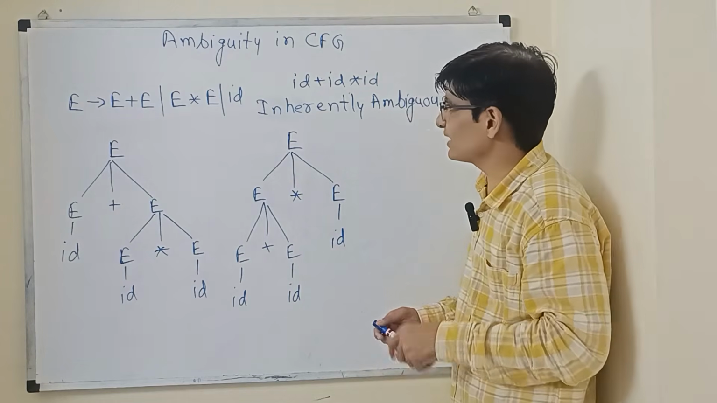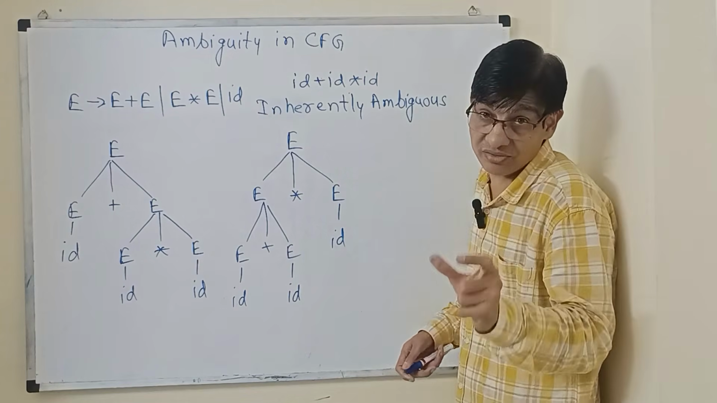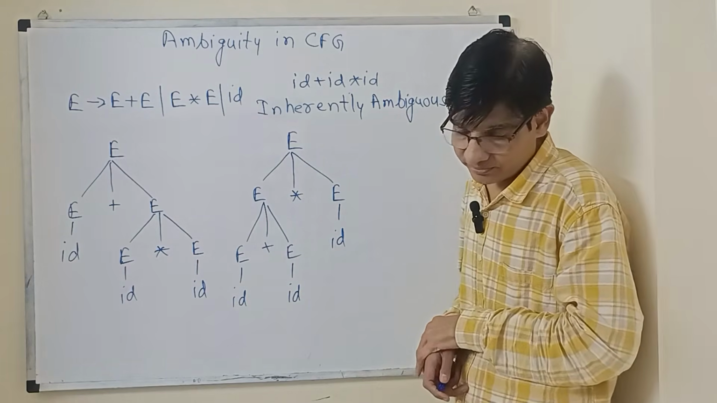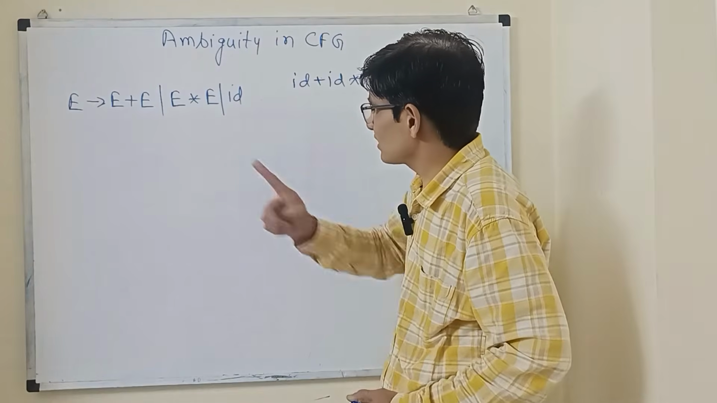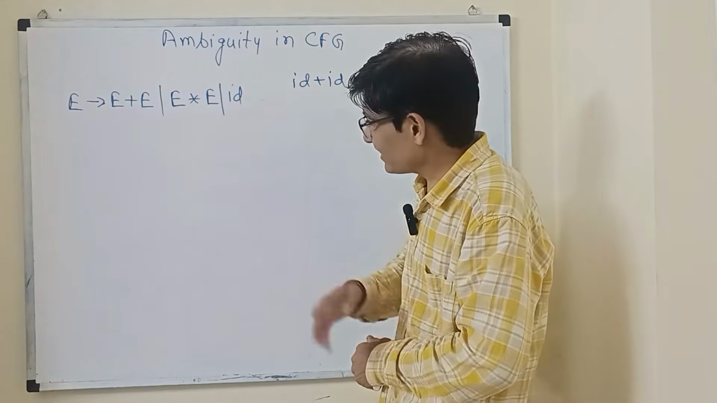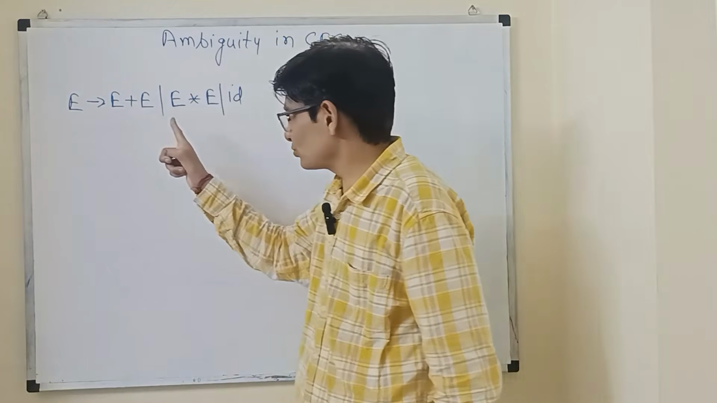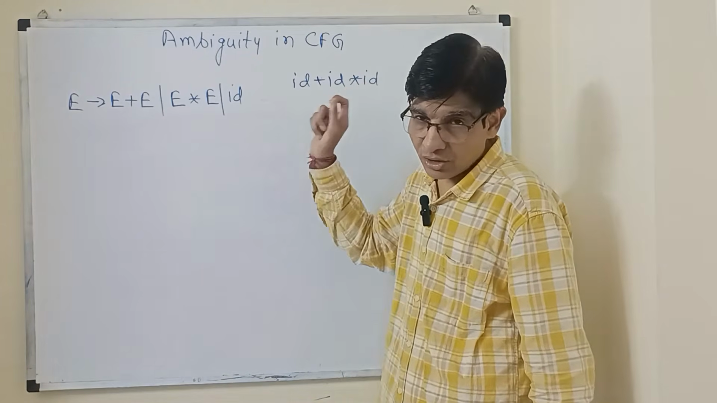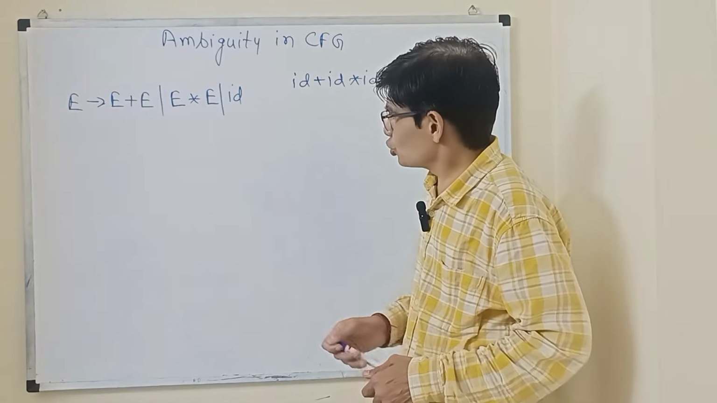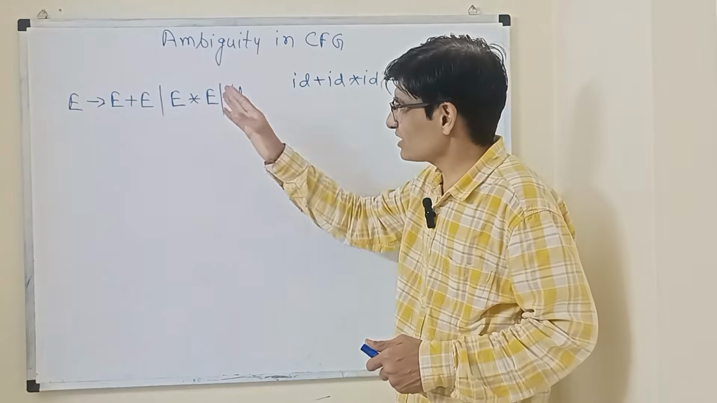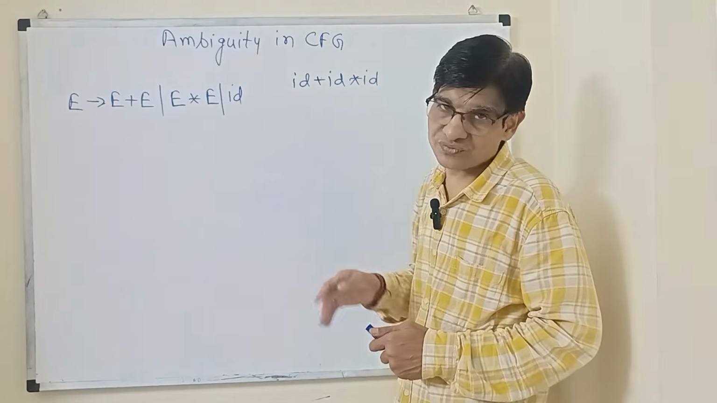Now I will take one example where we can convert a particular ambiguous grammar into unambiguous form. We have this particular grammar which is ambiguous, as we have seen already. Now we will try to convert this grammar into an equivalent unambiguous grammar. So this is not an inherently ambiguous grammar because it can be converted into unambiguous form.